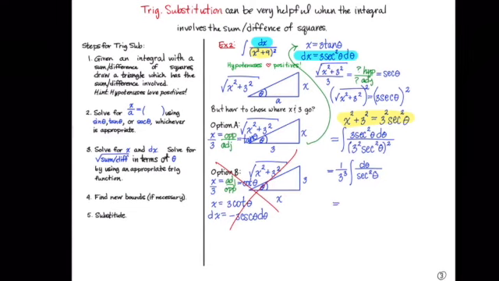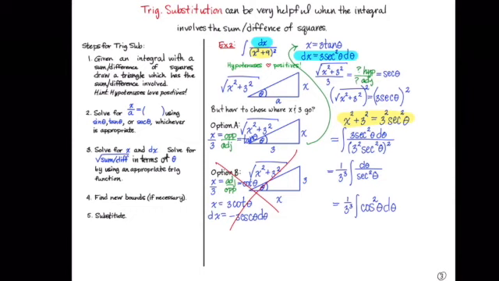We can keep simplifying here before we integrate. This is equal to 1 over 3 cubed times the integral of 1 over secant squared theta, that's cosine squared theta, d theta. And anyone know how to integrate that?